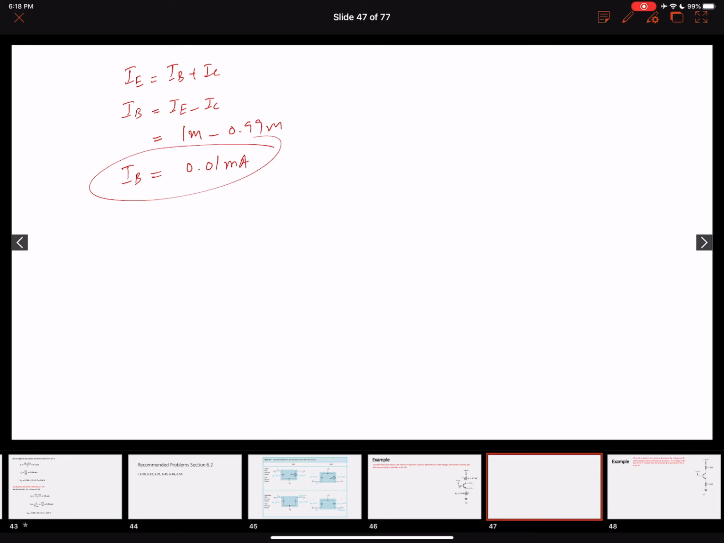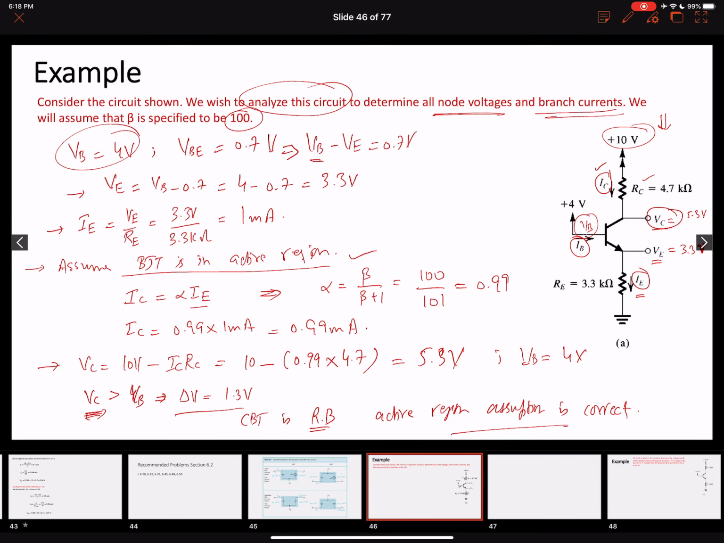This is the value of the base current. Again, please note that the value of the base current is very, very small. Our collector current is approximately equal to the emitter current, since the base current is very small. This condition is true in the active region of operation, when our collector current is very similar to the emitter current, and base current is very small since our beta values are very high as well.